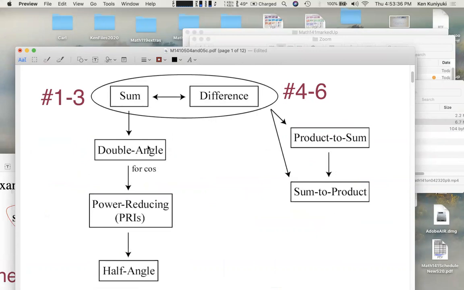Also, we're going to see in the next video how the sum identities will lead to the double angle identities. And that'll give us not 3 more, but eventually 5 more. Next time.